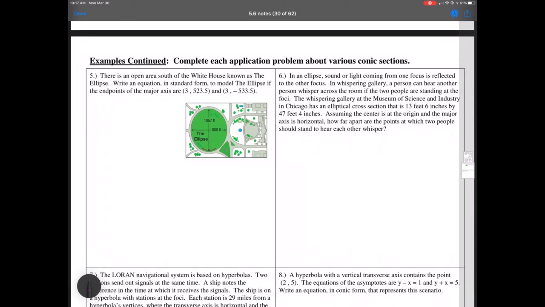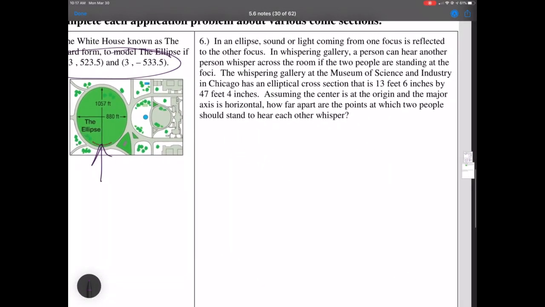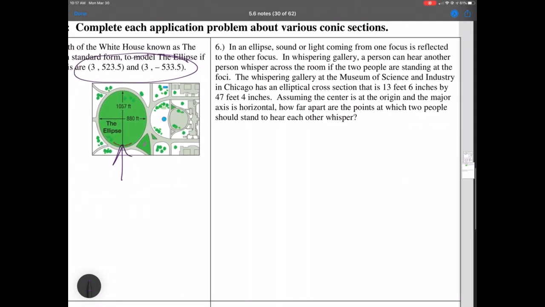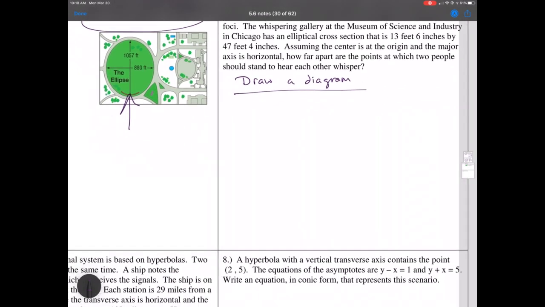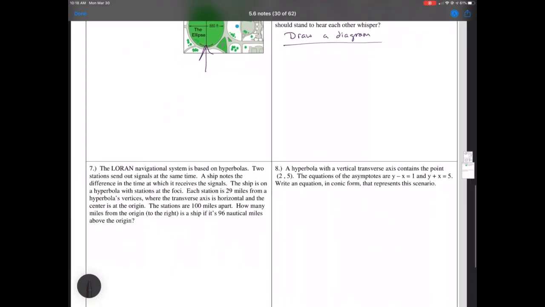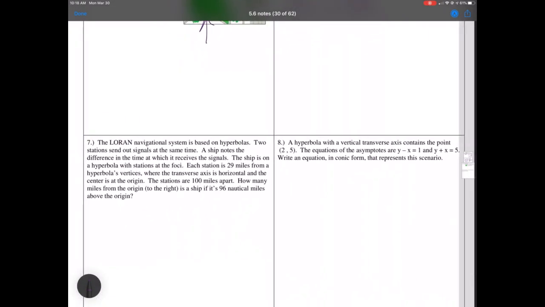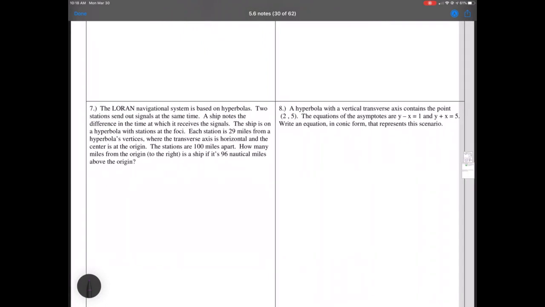This one, notice what you need. You need to find the center point, use the midpoint to find the center point. The given information that you really need is inside the diagram. This one you need, for number 6, draw a diagram. That is important to solve this problem. And the rest of them I think you can solve on your own.